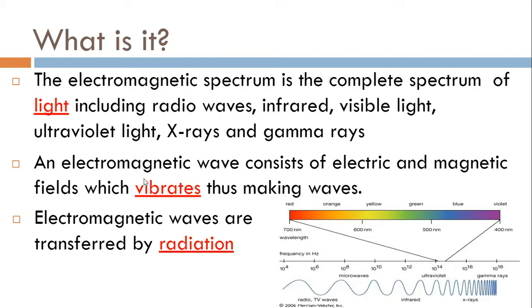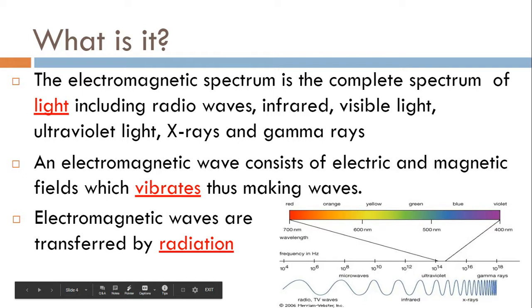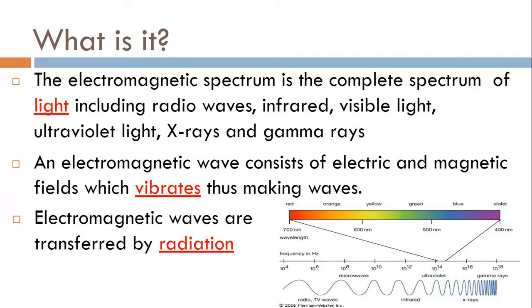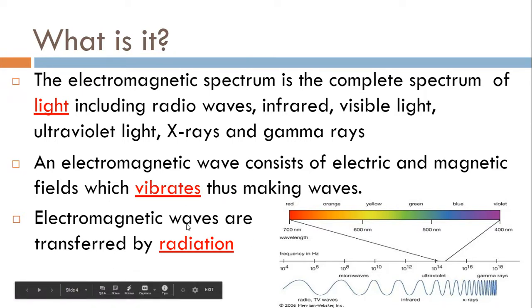Now, an electromagnetic wave consists of electric and magnetic fields which vibrate, thus making waves, and that's where we get the word electromagnetic from, because we're combining electric and magnetic fields, so we get an electromagnetic wave. And electromagnetic waves are transferred by radiation. If you remember radiation from when we talked about heat transfer, radiation is the same heat transfer property that's used when, for example, you're holding your hands over a heater and you're feeling the warmth coming off the heater. That's radiation. This is transferred in the same way, using the same process of radiation.